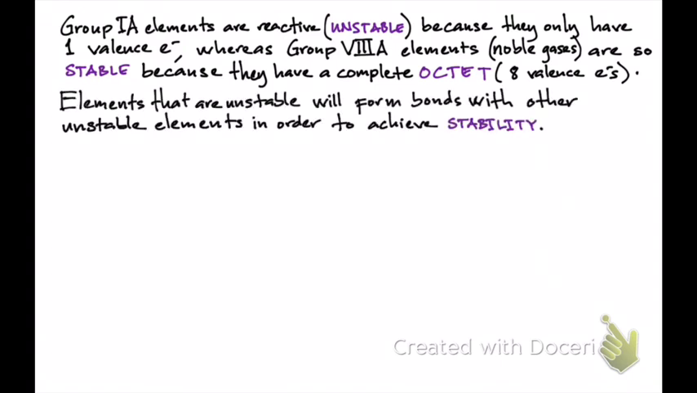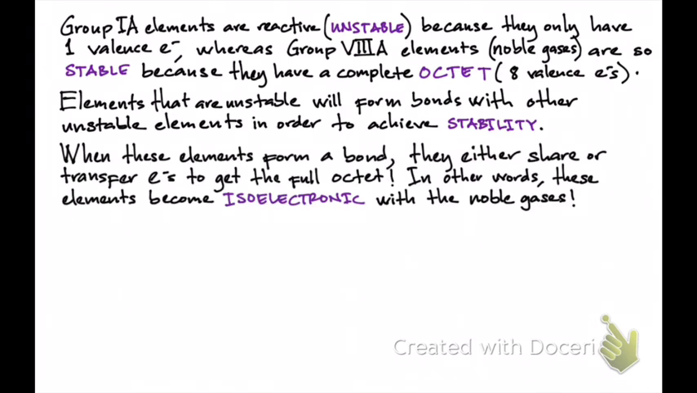So chemical reactions happen because you have elements that are unstable. And elements that are unstable will form bonds with other unstable elements in order to achieve stability. And when we say stability, that means isoelectronic with a noble gas. So when they form a bond, those 2 elements that used to be unstable now become stable. And when these elements form a bond, they either share or transfer electrons to get the full octet. So in other words, these elements now become isoelectronic with the noble gas.